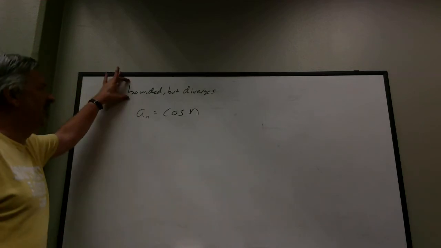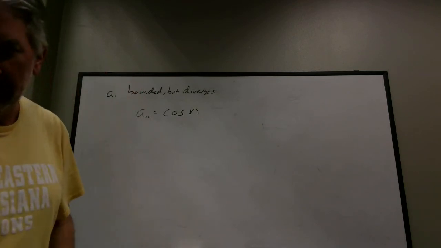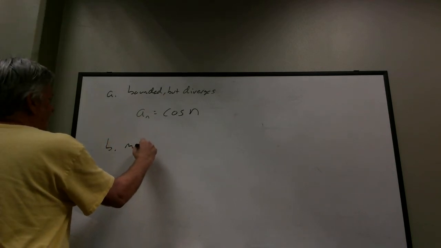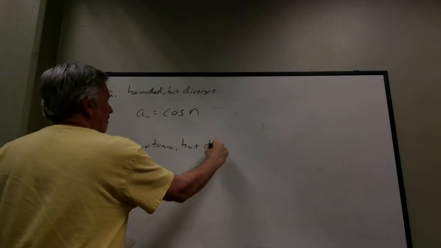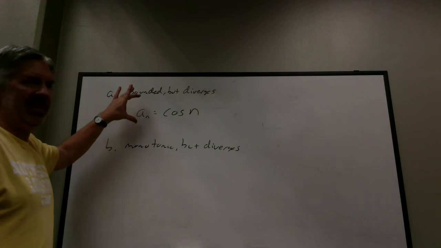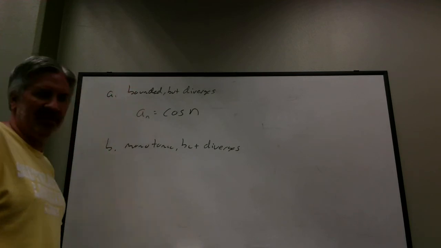So bounded doesn't get you convergence by itself. Just having bounded isn't enough. If you have bounded and monotonic, then you're good. Then the second one says, B, let's come up with a formula for a sequence that's monotonic but diverges. So again, if you just have bounded, that doesn't give you convergence. If you just have the monotonicity, that doesn't give you convergence.